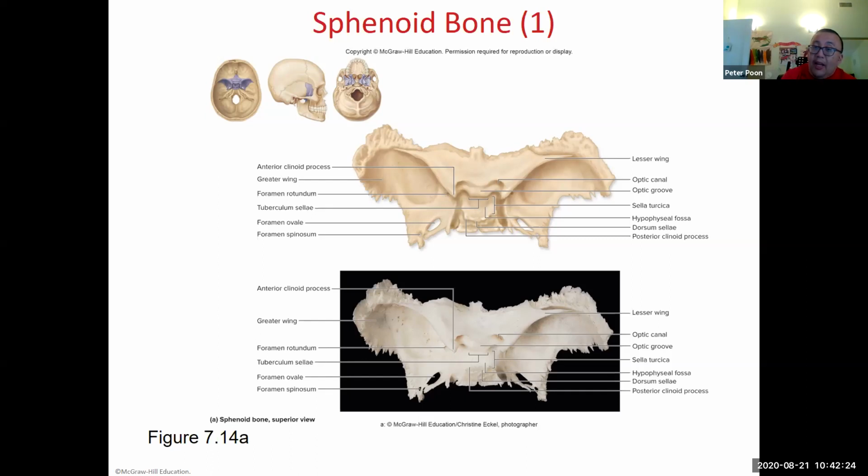That little indentation, the sella turcica, is where your pituitary gland is. And when we get to the hormones, you'll know exactly how important your pituitary gland is. So your sella turcica is actually a very important region. That's why it's so solid, wrapped up in bone. It protects the pituitary gland.